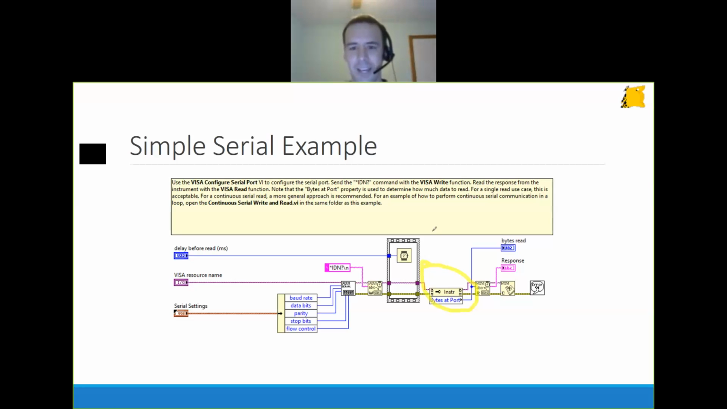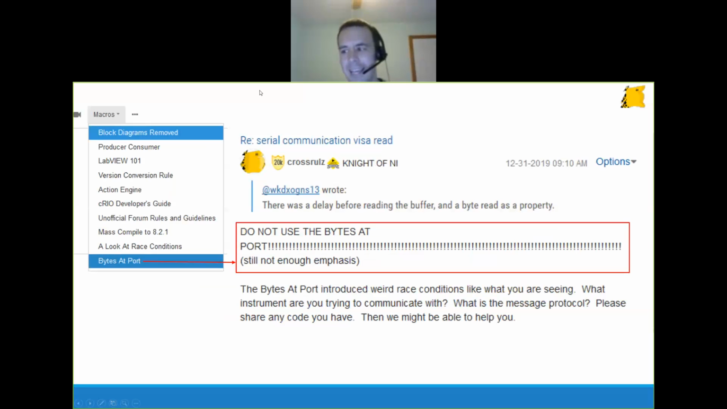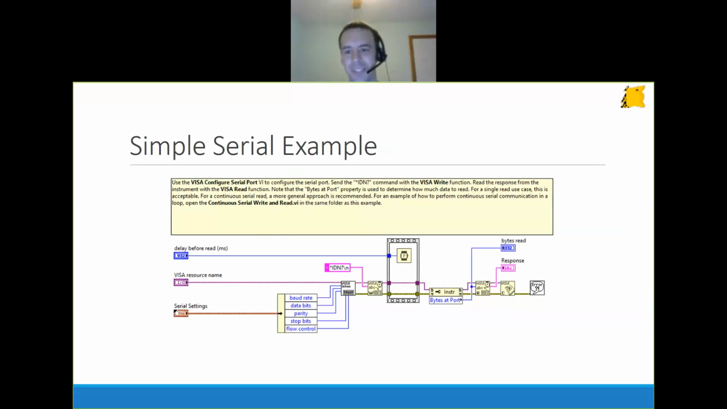Please, for the love of God. I actually made a macro in the forums, specifically for bytes at port. And I emphasize this: do not use the bytes at port, with 10 million exclamation points, because it's still not enough emphasis, because it's wrong 99% of the time. We run into this constantly. It's all because of this example.